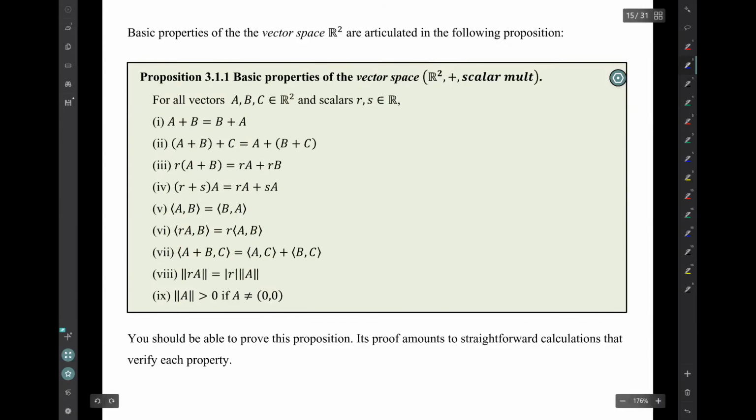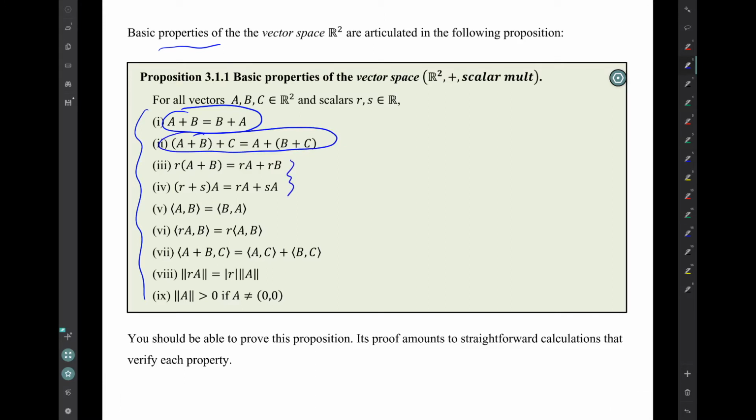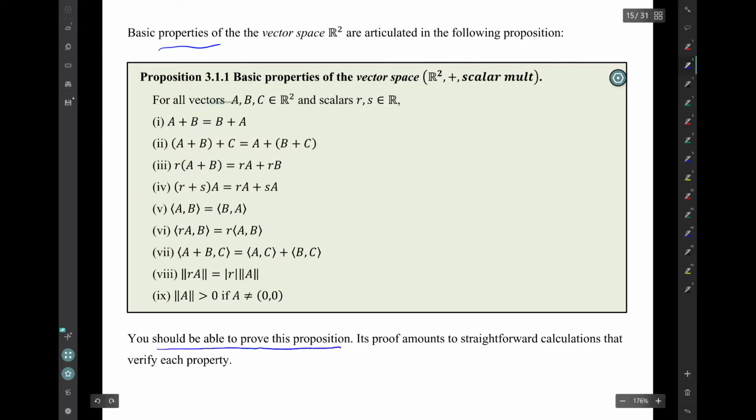Basic properties of the vector space R2 are articulated in this proposition. 9 different properties. Now, each of these properties is fairly basic. This one is commutativity of vector addition. This is associativity of vector addition. And then there are some things that look like distributive laws for vector addition and scalar multiplication. You should be able to prove this proposition. Its proof amounts to just straightforward calculations that verify each property. In other words, you just build the expression that this represents, you build the expression that this represents, and you show that they actually mean the same thing.